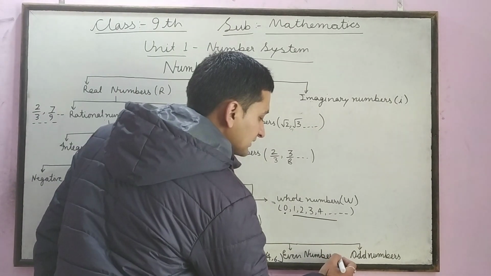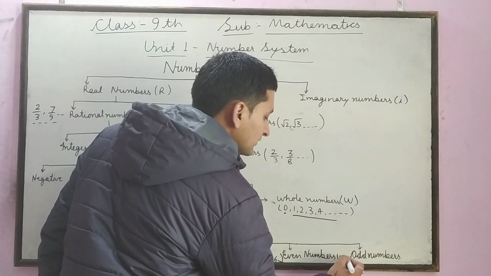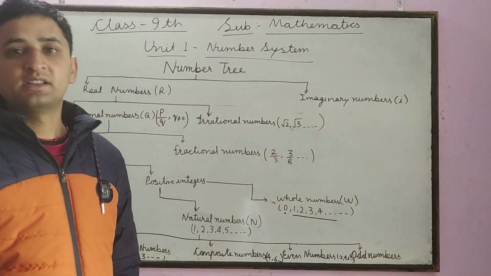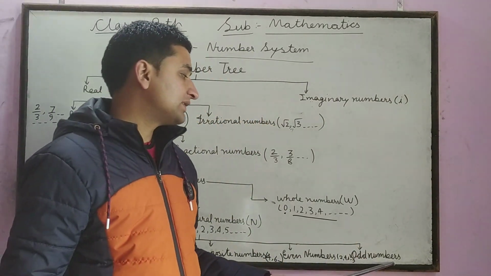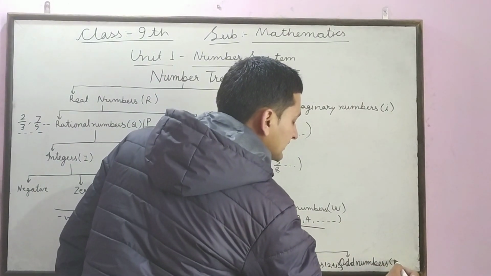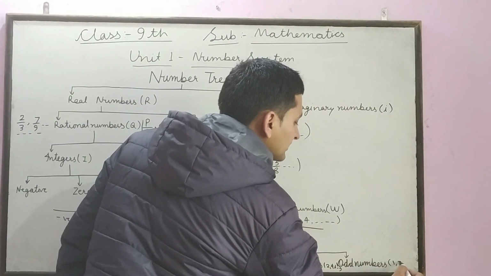The examples of these are 2, 4, 6. Next is odd numbers. The numbers which cannot be divided by 2 are known as odd numbers. Examples of these numbers are 1, 3, 5, etc.